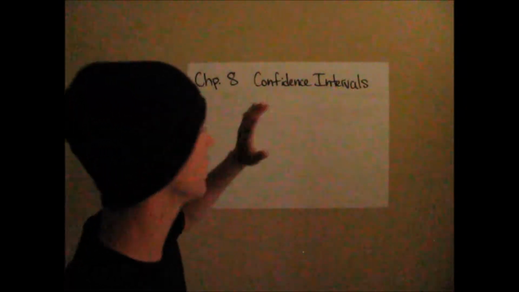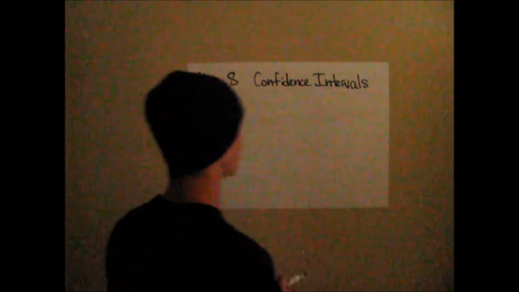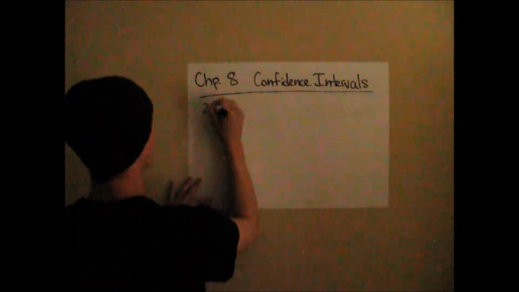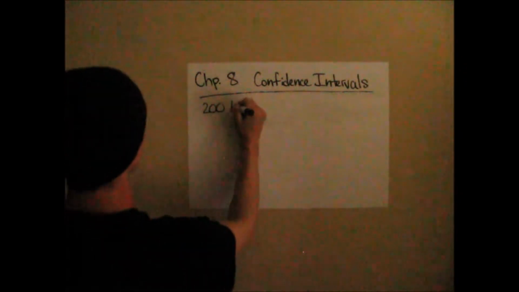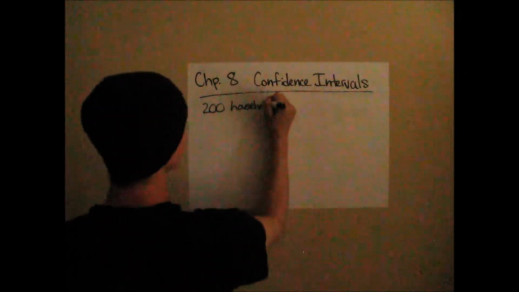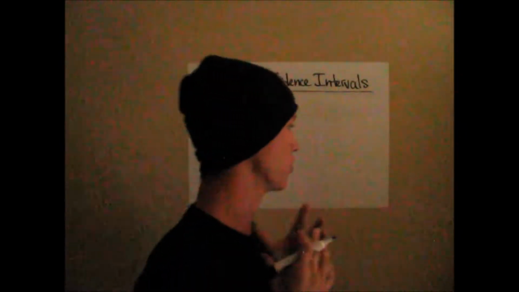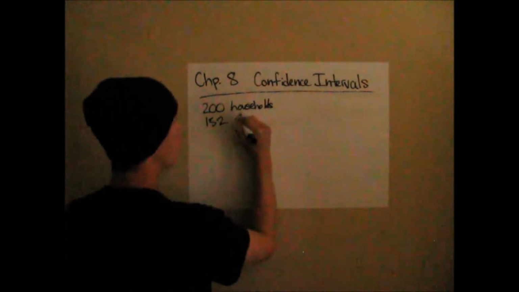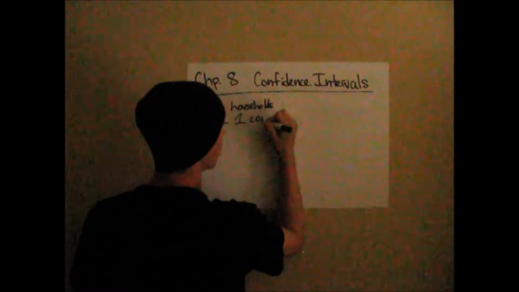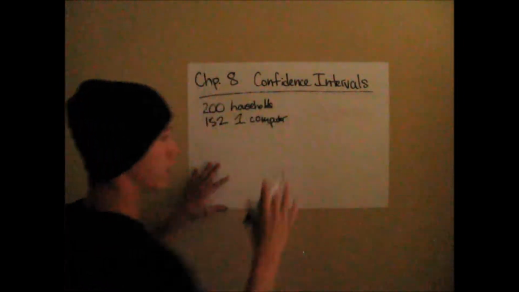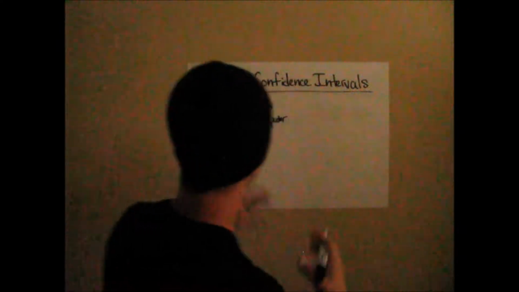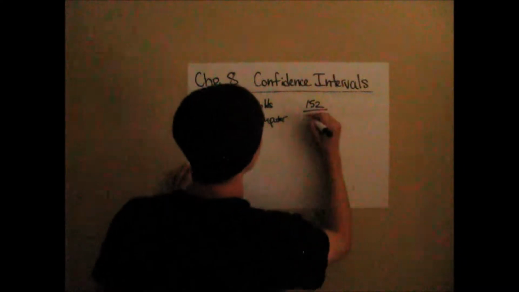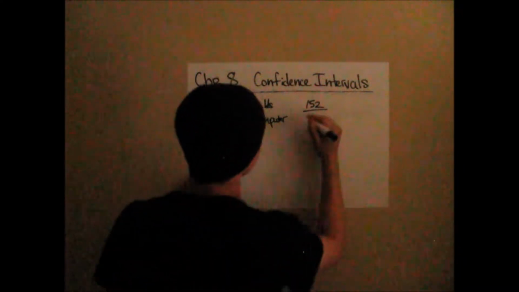We're going to begin by finding a confidence interval for a population proportion. So we're going to start off with our sample. We got 200 households, okay? And of these 200 households, only 152 of them have just one computer. To find our sample proportion, we'll do 152 of the households that have a computer, over our total number of households, which is 200.